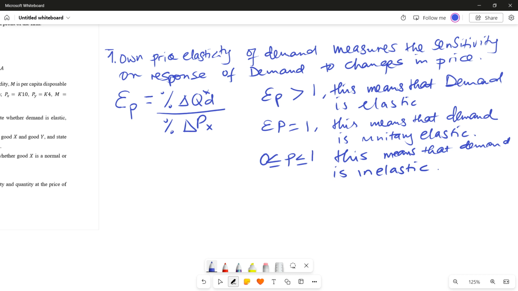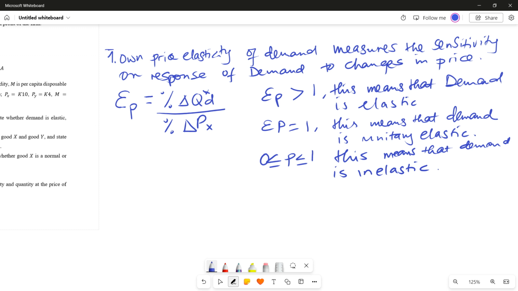The third case for demand being inelastic could be certain commodities that have no substitutes. For instance, the case of insulin. Even if the price of insulin was to be increased today, people will still buy because they have to survive. If they don't inject themselves, then they're going to die, right? So for such commodities, demand is inelastic.